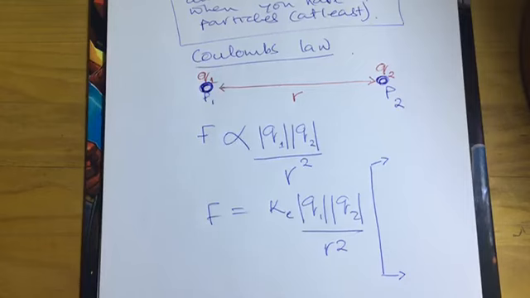Network is tripping. Okay. What is the approximate value of k?